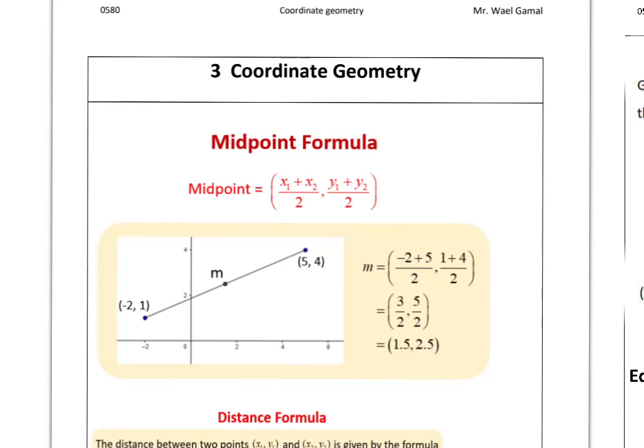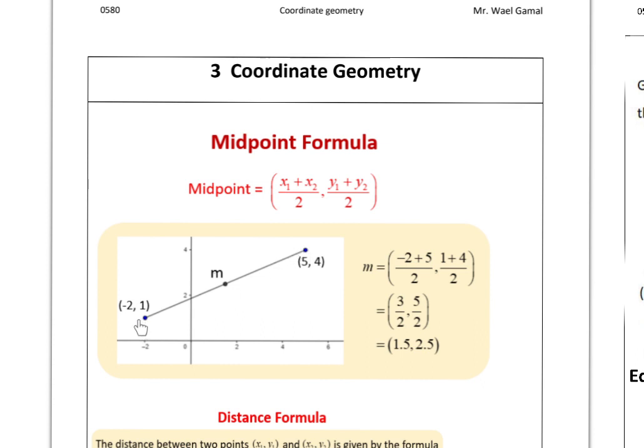So today, inshallah, we will start chapter 3, coordinate geometry. We have some formulas we need to study. The first formula: if we have 2 points on a grid, how do we find the midpoint, the point midway or halfway between them? I need to find the midpoint between 2 points on a grid.